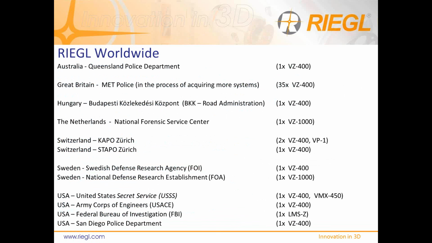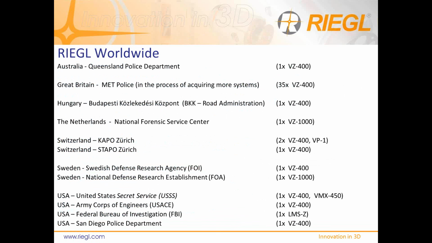We have systems in Hungary, which has one VZ400. The Netherlands National Forensic Service Center has a VZ1000. And the Swiss guys, wow, these guys are advanced, right? They started off with two VZ400, and then later on, let me give you a quick background. They have been flying unmanned system photogrammetry for the longest time, but recently they needed a better and safer solution. So they bought a VP1, which is our VUX1. It's a small pod scanner that they put on top of their helicopters, so now they have airborne scanning capability.